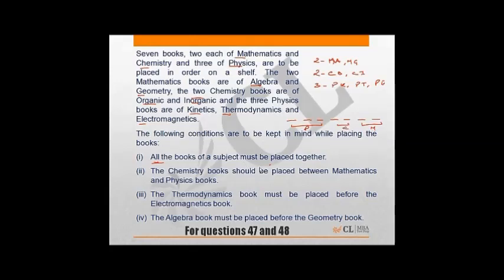The other arrangement of keeping the books which is possible is physics at the end, the last 3 physics, the chemistry in the middle, and maths on this end. So there are 2 possible combinations because all books have to be together. Within each of these, how the 3 physics books or 2 chemistry or 2 math books are arranged is a separate issue. But at this point of time, there are 2 broad arrangements which are possible.